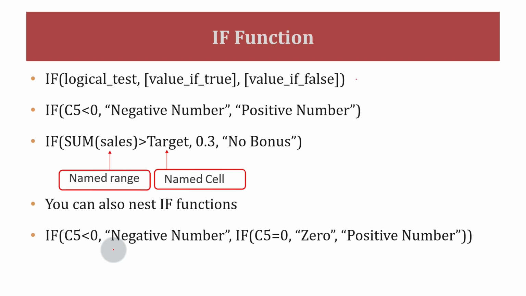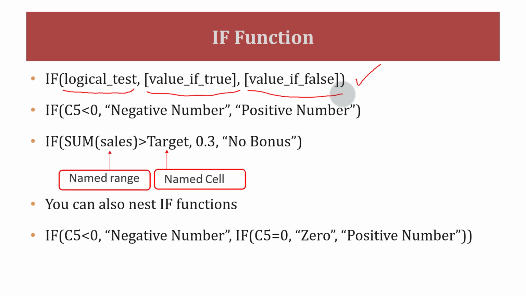So you see the syntax here on this first line. The IF function has 3 distinct arguments to it. The first is the logical test. The second argument is the value if that logical test is true. And then the third argument is the value if that logical test is false.